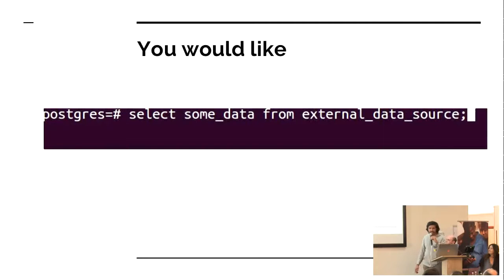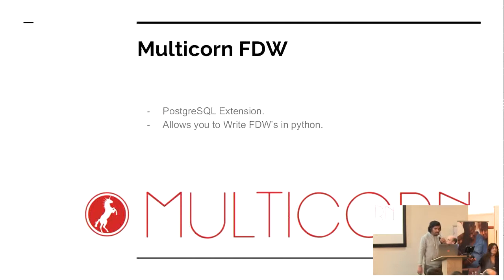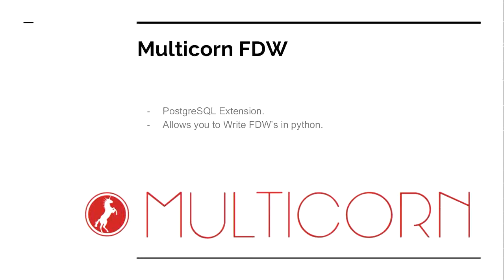Okay, so let's say you want to perform some SQL select statements on that database. So let's say select some data from an external data source. So Postgres allows this, and it also allows for rapid development within Python. So this is a library, a Python PostgreSQL extension called Multicorn. So it allows you to write foreign data wrappers in Python.